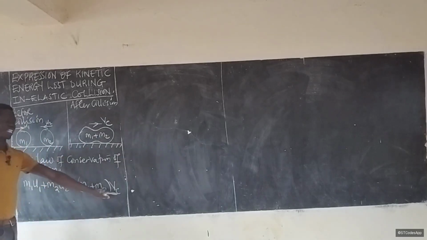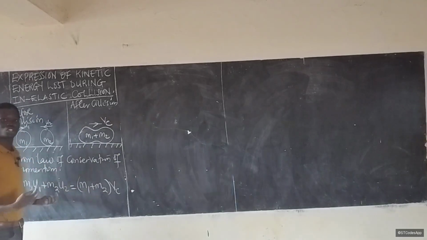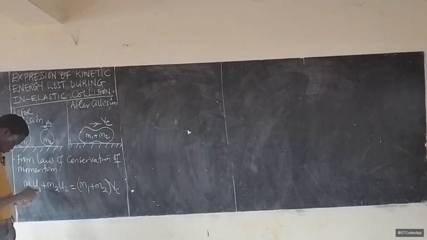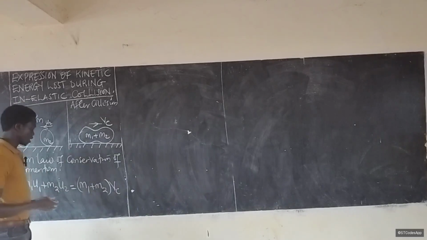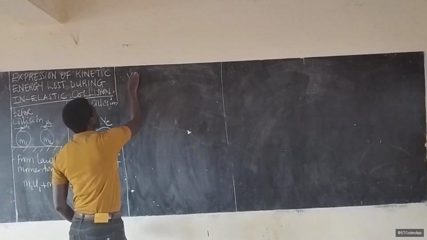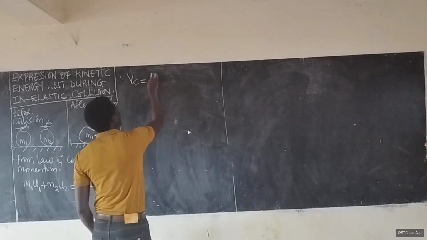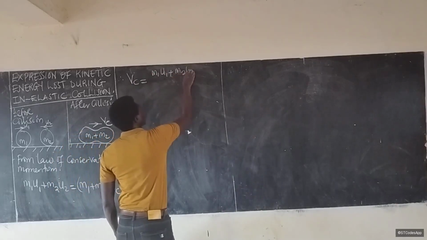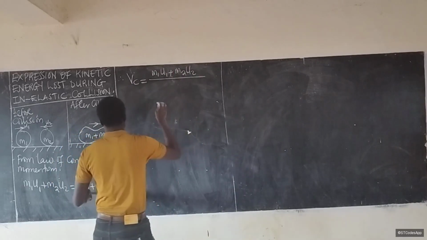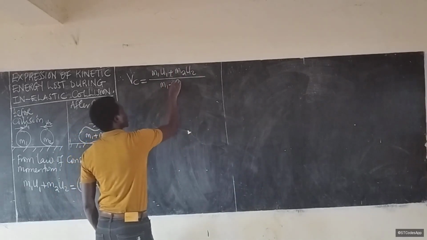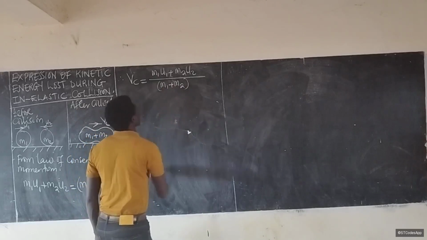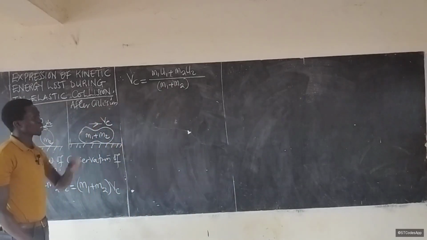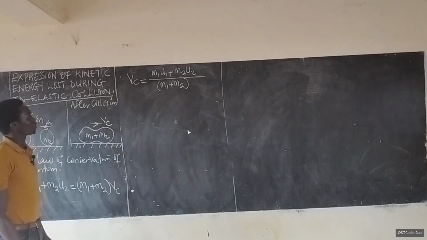So in this case, I can get vc, which is the common velocity, the velocity with which the two bodies will move together after they have collided. So I have to get that by saying, therefore vc itself, the common velocity, becomes m1 u1 plus m2 u2, out of m1 plus m2. That is how we can get the common velocity. That's the velocity with which the two bodies will move together after collision.